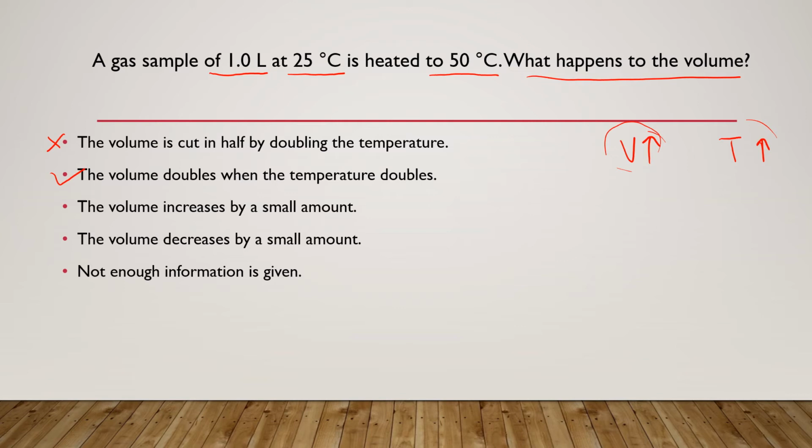Let's just check the other options too. The volume increases by a small amount. That is also incorrect. It increases proportionally to temperature, so it's not going to be a small amount. Volume decreases is absolutely incorrect, and not enough information is also not correct. So the correct option is that the volume doubles when the temperature doubles.